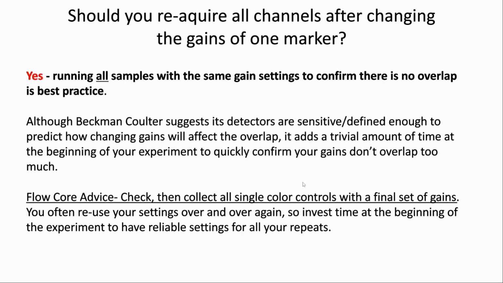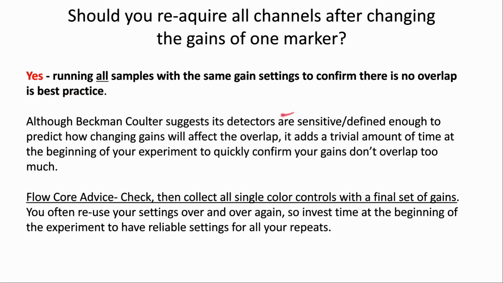For compensation experiments, it is recommended that users should reacquire all the channels after changing the gains of one marker. Running all the samples with the same gain settings will help confirm that there is no overlap, and this is best practice for compensation experiments.